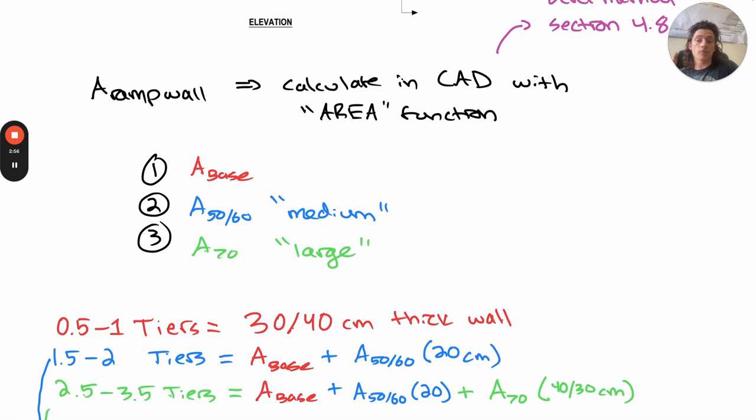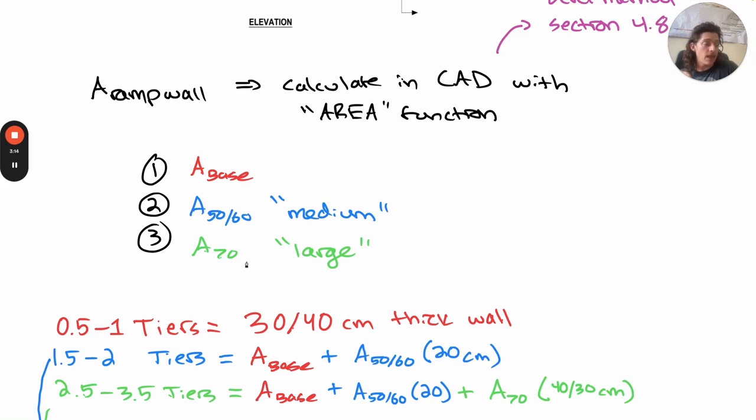So I measure the total ramp wall area, called A base. I'll measure the 50 or 60 centimeter ramp wall area and call that the medium thickness area. And I'll measure the 70 centimeter ramp wall area and call it the large ramp wall area.